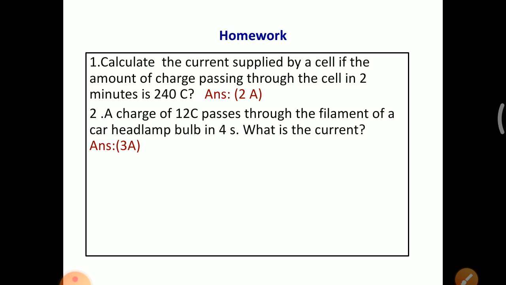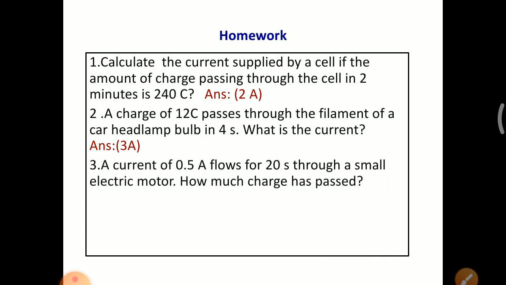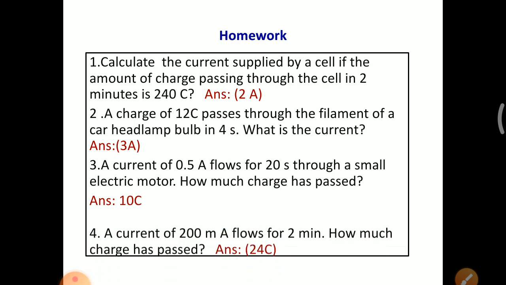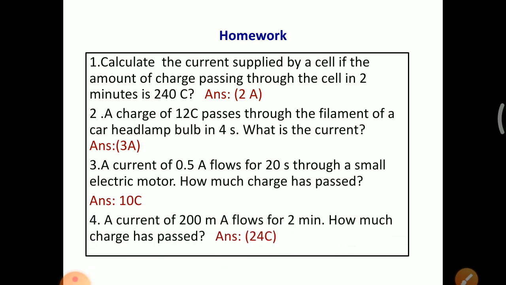The second question, a charge of 12 coulomb passes through a filament of a car headlight bulb in 4 seconds. What is the current? The third question, a current of 0.5 ampere flows for 20 seconds through a small electric motor. How much charge has passed? The answer is 10 coulomb. These three questions are related to electric current. The fourth question, a current of 200 milliampere flows for 2 minutes. How much charge has passed? The answer is 24 coulomb.